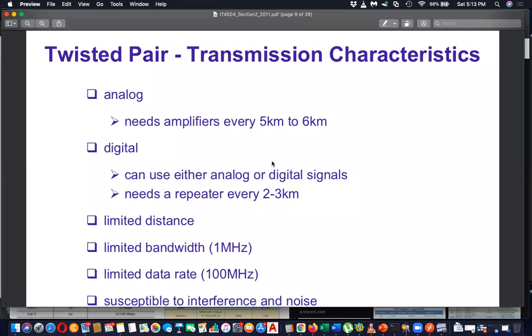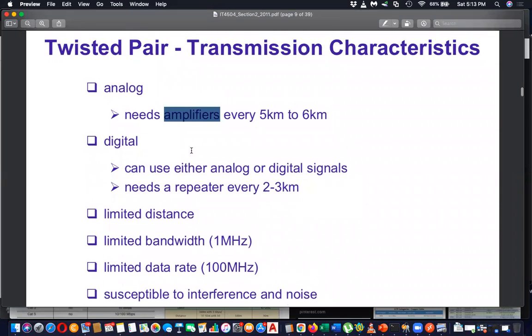Here, the analog one can go up to 5 kilometers. And then the digital one goes to 2 to 3 kilometers. You need repeaters every 2 to 3 kilometers. Actually, there are two things, right? Analog signals, if you want to increase the distance, you use amplifiers. Digital signals, if you want to increase the distance, you use repeaters.